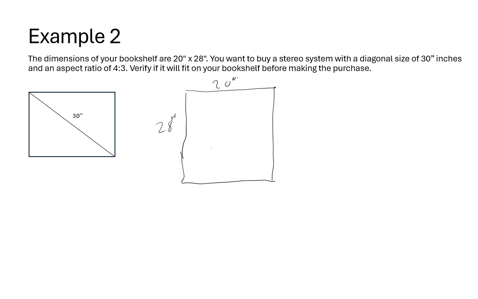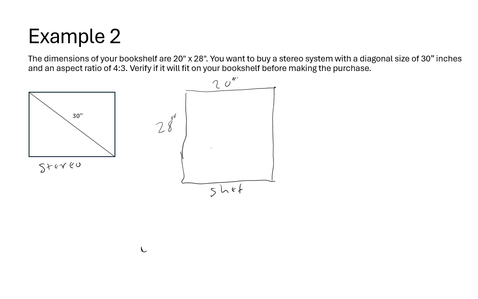And we want to buy a stereo system with diagonal size 30 inch. So this is our stereo, and this is our shelf. We only know the diagonal, which is 30 inch, and we know the aspect ratio is 4:3. Like if this side is 40, this is 30. If this side is 400, this is 300. We don't know, but we know the ratio, the relationship between the sizes.